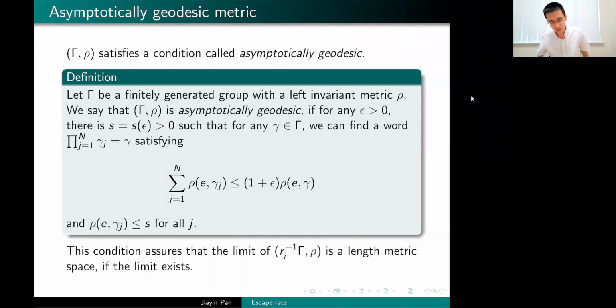So this condition assures that the limit, when you blow it down, this asymptotic cone, is a length metric space if the limit exists. Like if you assume gamma has polynomial growth, then this limit will exist. The key here is this condition being asymptotically geodesic would imply the limit is geodesic. So that's why it has this name actually.